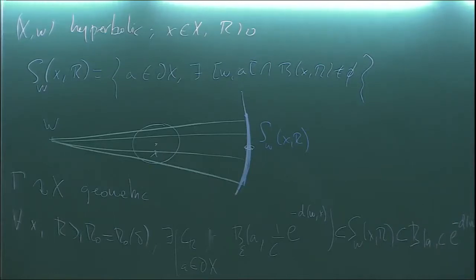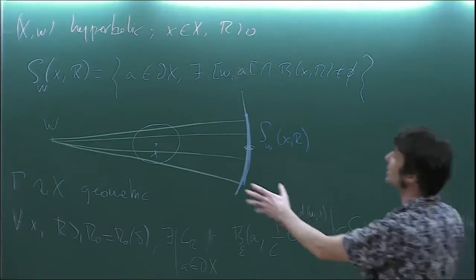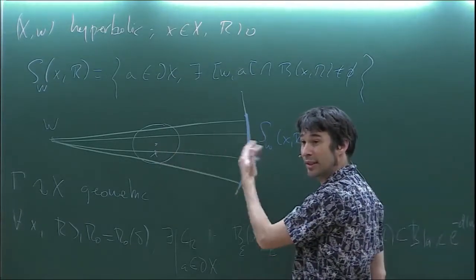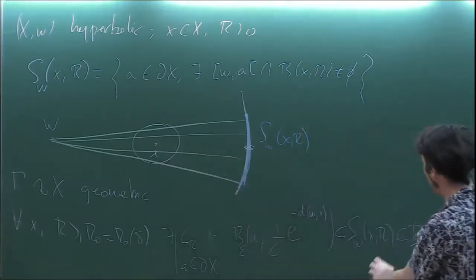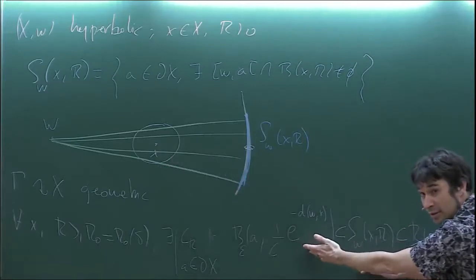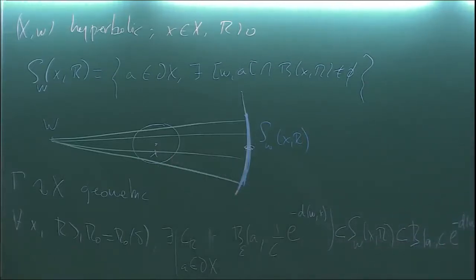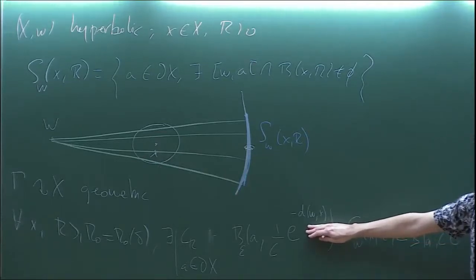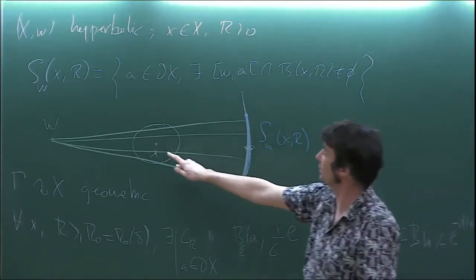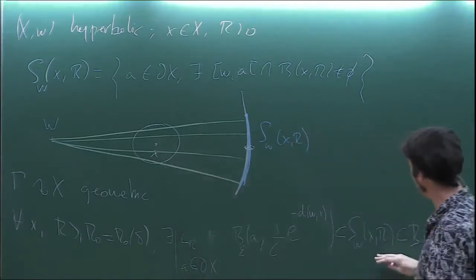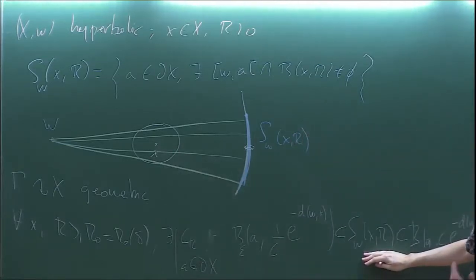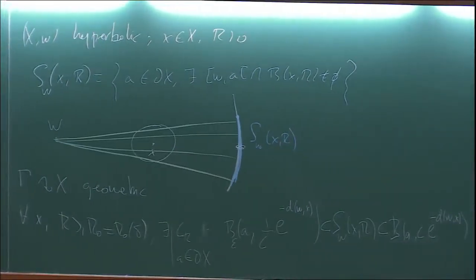So shadows are a very nice way of translating information inside the space to infinity and vice versa, because we have a very strong relationship between what is going on in the two. What is important here is that it only depends on the distance to the base point. To prove this, you just approximate by trees and work it out.